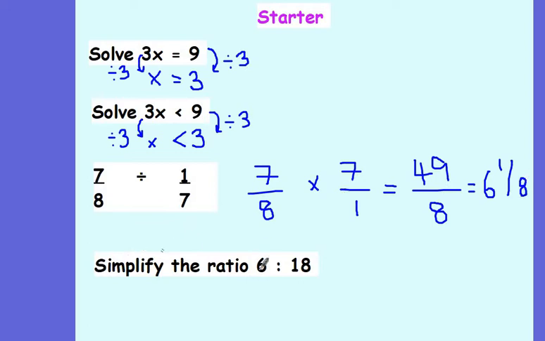And finally, simplifying the ratio 6 to 18, I'm going to start by dividing both sides by 2, just like if I was simplifying a fraction. What would that give me, please, Tamsin? 3 to 9, very good. I could then divide both sides by 3, which would give me what, Misha? 1 to 3, brilliant.